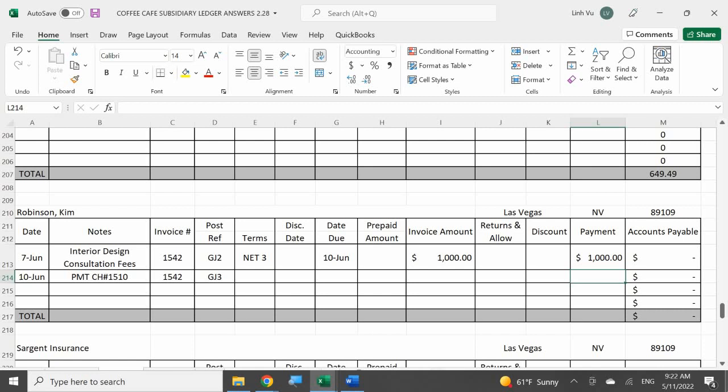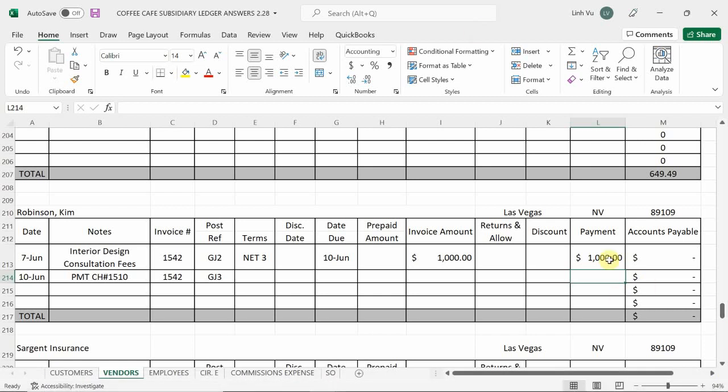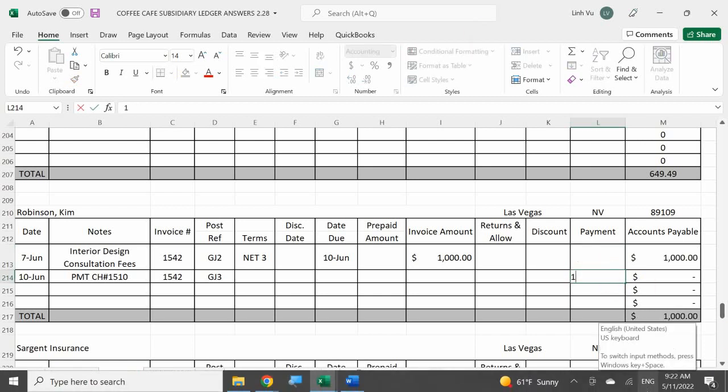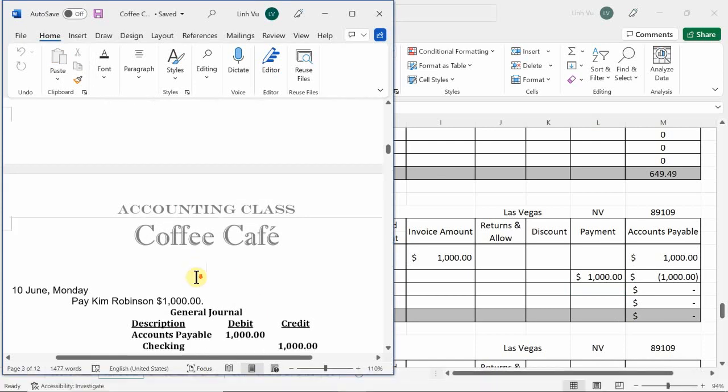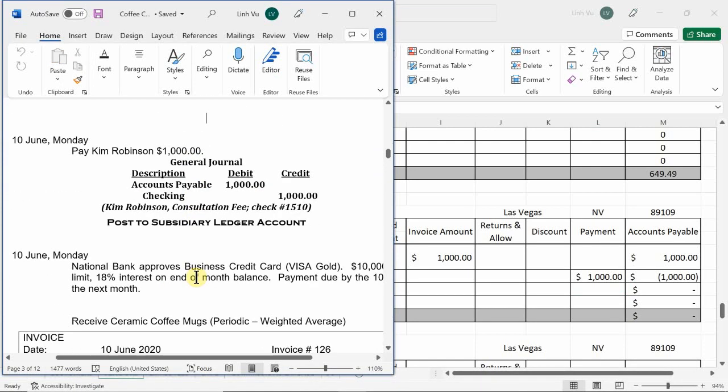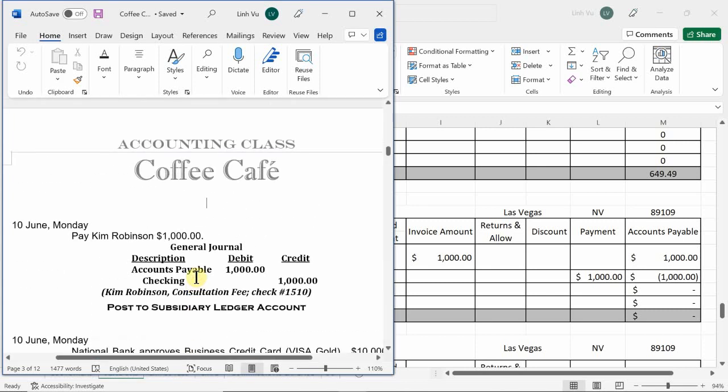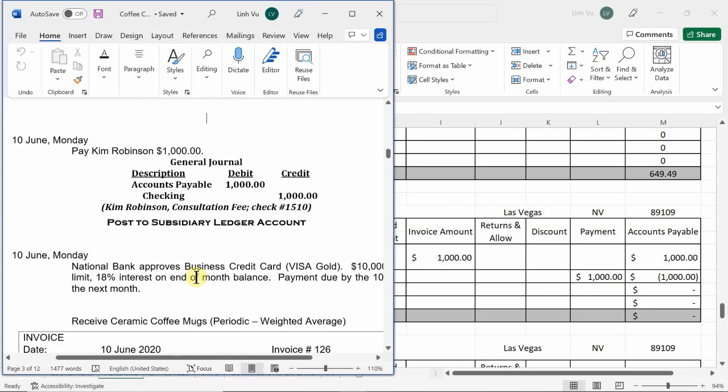That way, you can see a clear vision of two transactions that are happening. One is receiving the bill. Next one, you made a payment. This will make you a little more organized instead of cramming everything into one row. Okay, so now we paid Kim Robinson. Let's see what happened next.